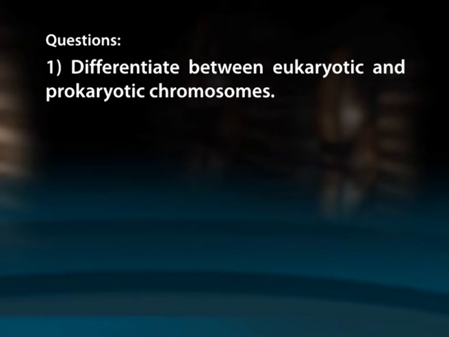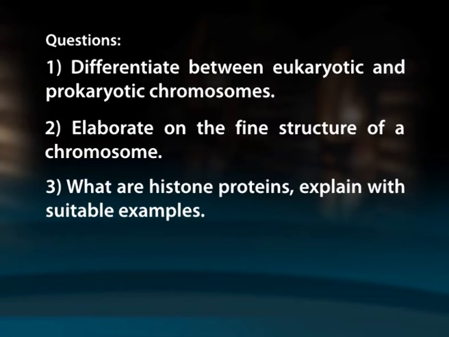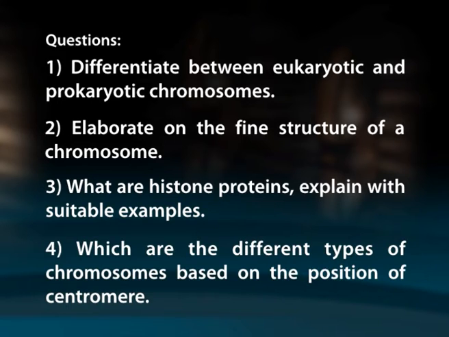Here are a few questions for you to work out. Differentiate between eukaryotic and prokaryotic chromosomes. Elaborate on the fine structure of a chromosome. What are histone proteins? Explain with suitable examples. Which are the different types of chromosomes based on the position of the centromere?